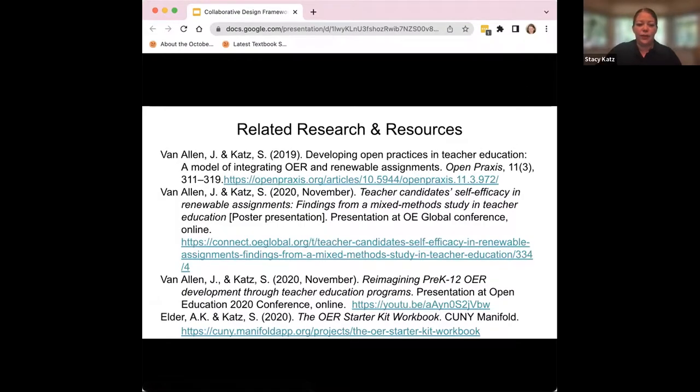So here are some of the research and related resources that you can take a look at. We have an article on the actual assignment in Open Praxis. We presented at OE Global on some of our study findings. And then also a really good starter kit workbook that I'm partial to, which we worked on with Abby Elder, if you're looking to get started with all these things.